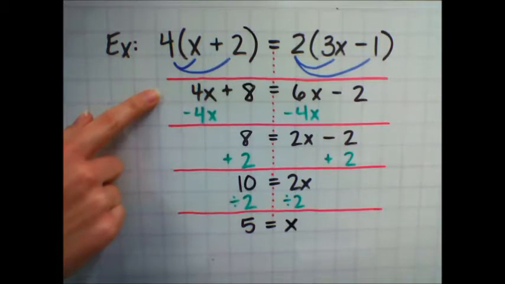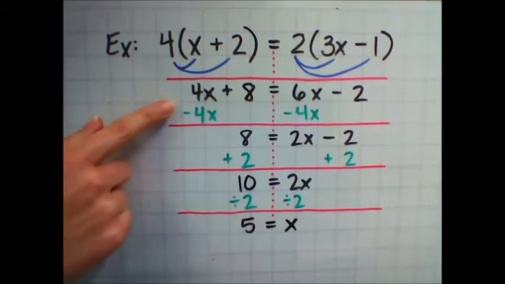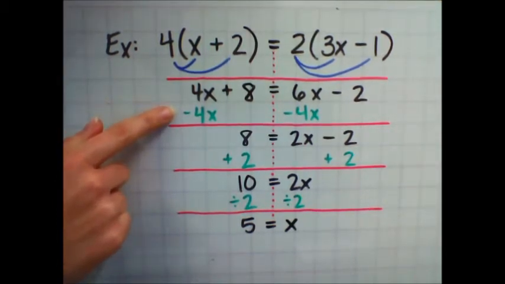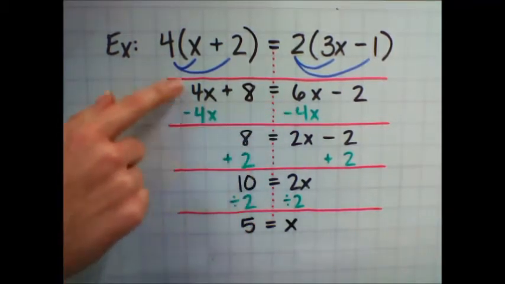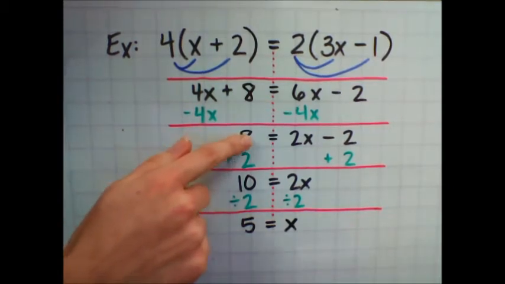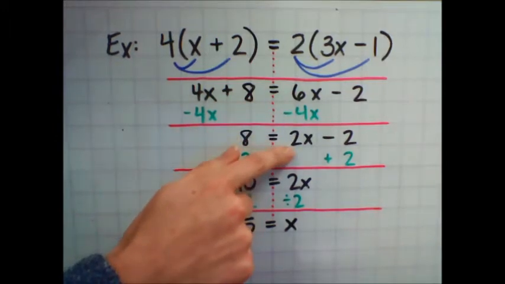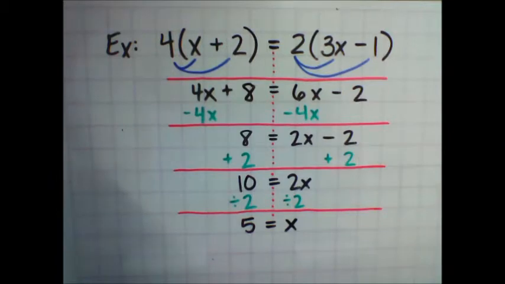Step 2. Get the x's on one side. We do that by canceling the smaller number of x's, which in this case is the 4x. So we subtract 4x from both sides. The 4x cancels, leaving us with the 8, equals 6 minus 4x is 2x, and the minus 2.